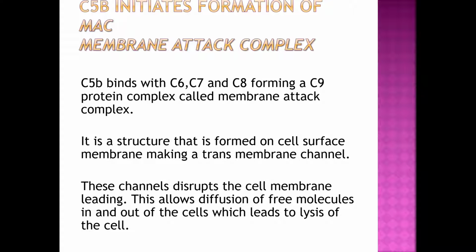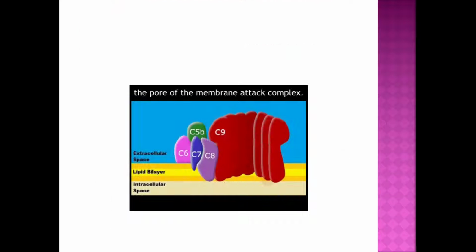These channels actually disrupt the homeostasis of the cell membrane, which leads to the diffusion of free molecules in and out of the cells, and it leads to the lysis of the cell. Here you can see it. It's a transmembrane channel which is formed with the help of C5b binding with C6, C7 and C8, and then forming a complex with C9, allowing the molecules to move in and out very freely.